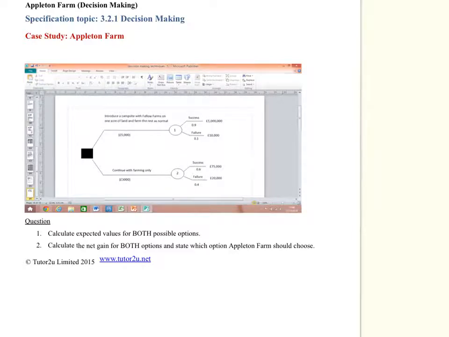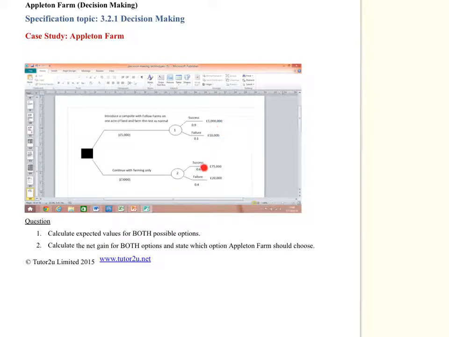Remember, these are expressed as a probability, so they must add up to 1. So we've got 0.9 and 0.1, which adds up to 1. 0.9 obviously standing for a 90% chance, 0.1 standing for a 10% chance. Same with the one below, we've got 0.6 and 0.4, which is obviously a 60% chance of success, a 40% chance of failure.